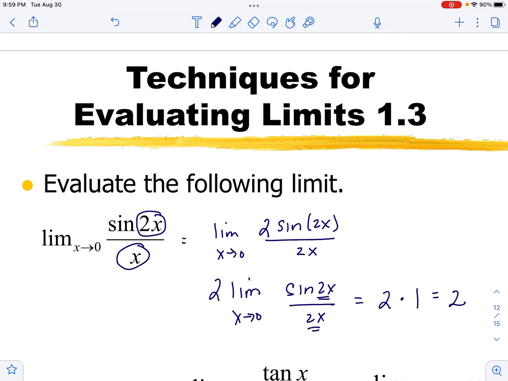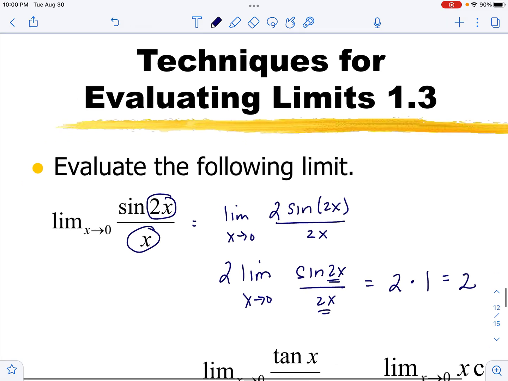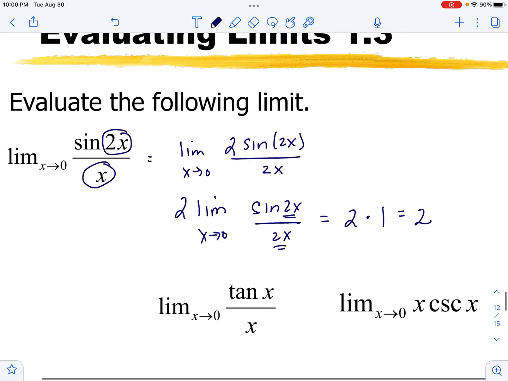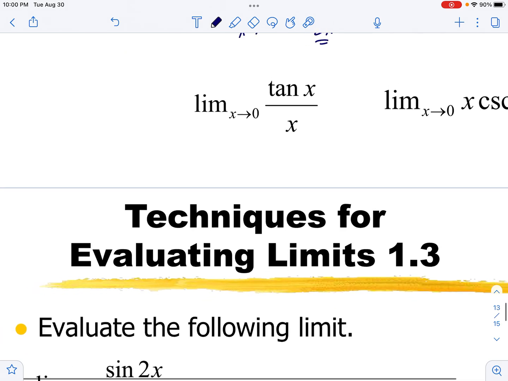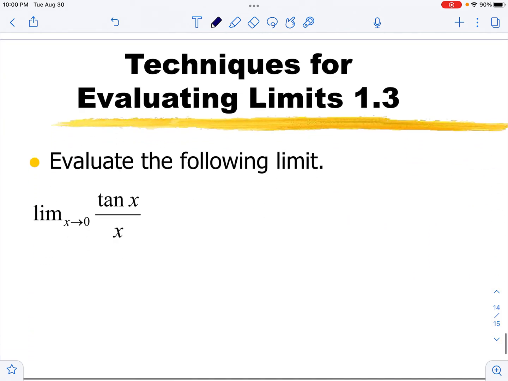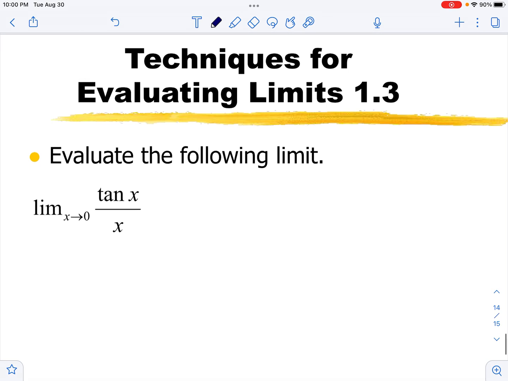So make sure that you are writing all the steps when you do something like this. You can't just skip to the answer and add a 2. So be careful when you are writing that out. So let's look at another one here. It's evaluate the following limit.